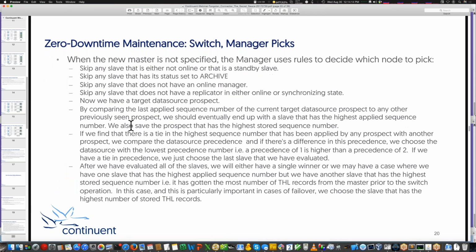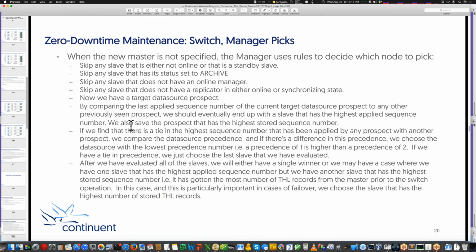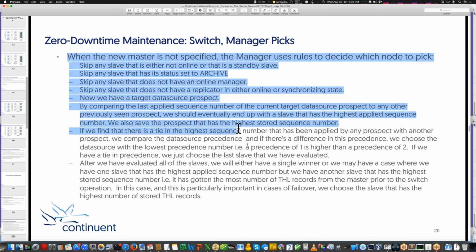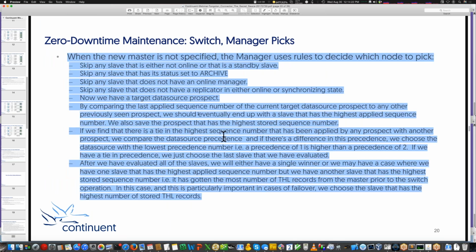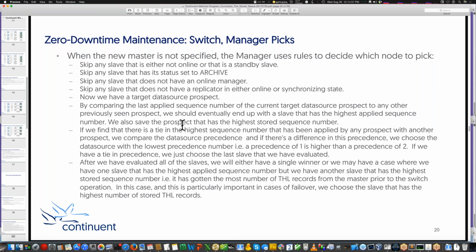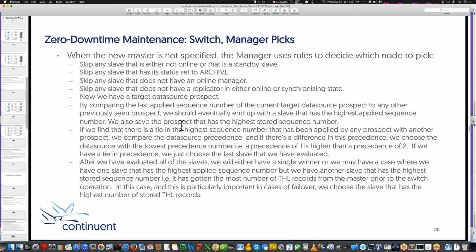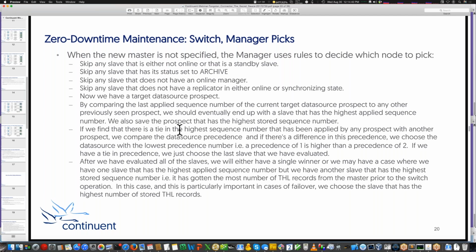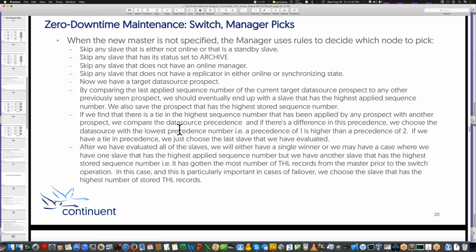This slide is for your reference. I am not going through this in detail, but these are all of the rules that the manager uses to decide which is the next appropriate slave to use for a switch. It also uses these rules for failovers. So this is really good information to read through about what it will skip, what it will use, and how it evaluates the state of the slaves.